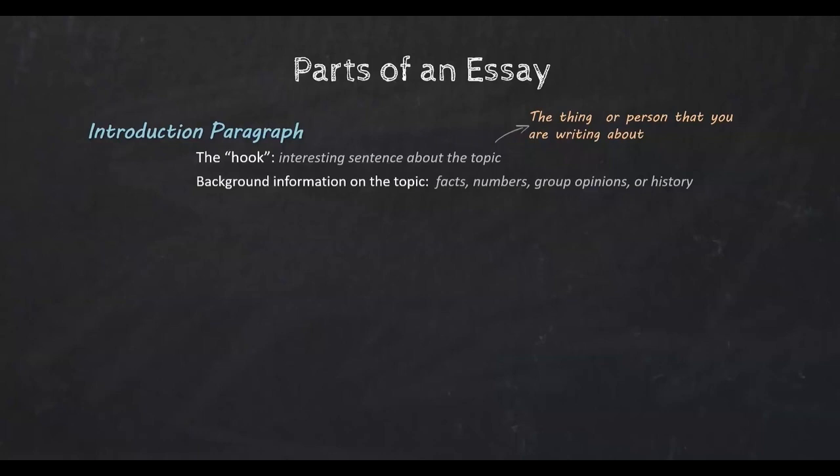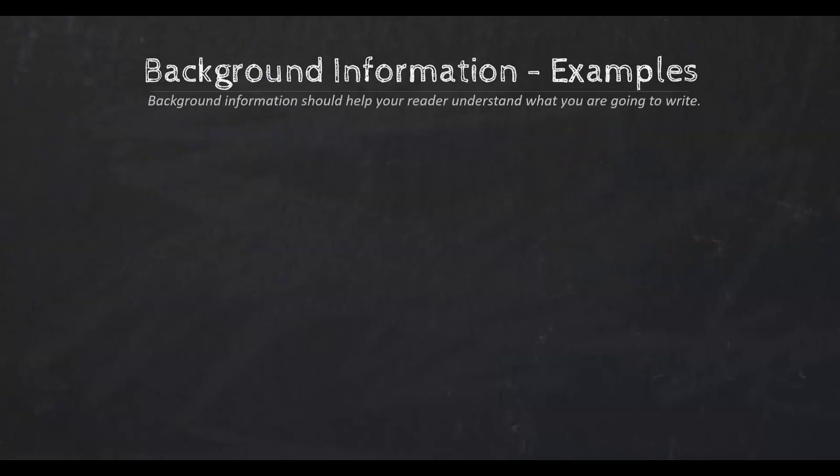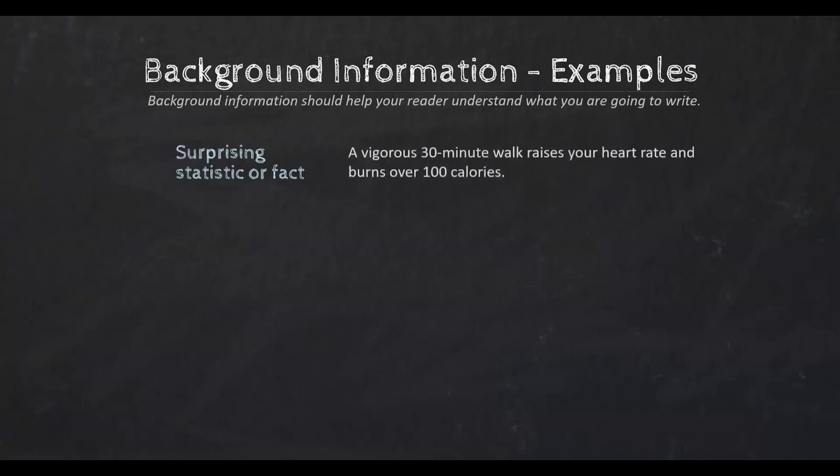These are just a few examples of background information, and the type of background information you use should prepare your readers for your message about your topic. Now I'm going to show you several types of background information that you can write in your essay after the hook. The first type is a surprising statistic or fact about your topic. Here's an example. A vigorous 30-minute walk raises your heart rate and burns over 100 calories.